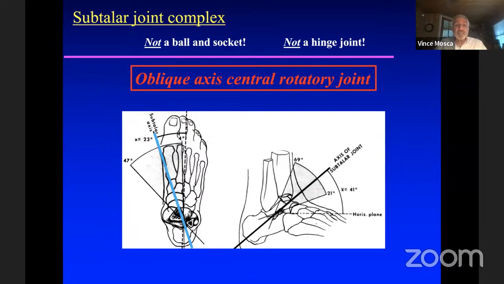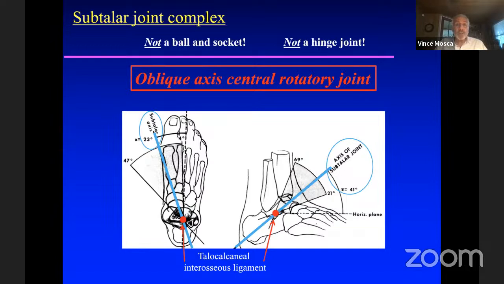That axis of motion is 23 degrees internally rotated from straight forward, and it's 41 degrees dorsiflexed from perpendicular with the body. That's the axis that it rotates around. And even though it looks a little bit like a ball and socket, it isn't. It's a joint on an axis, but the axis is not in a standard orthogonal plane, 23 degrees in and 41 degrees up. And that motion is centered on a hinge. The hinge is the talocalcaneal interosseous ligament, so the middle of the subtalar joint. What happens anterior to that point, the interosseous ligament, is opposite to what happens behind it or posterior to it.